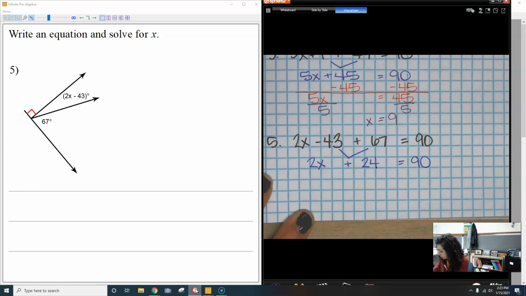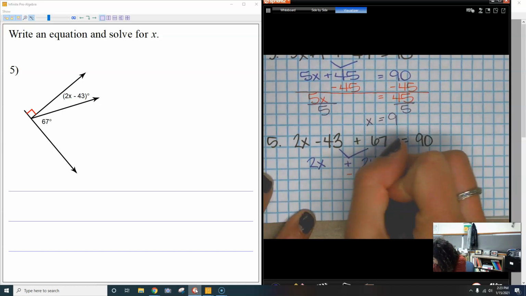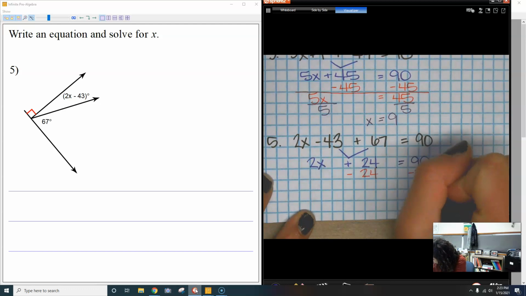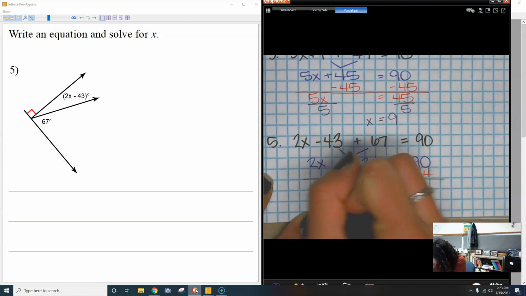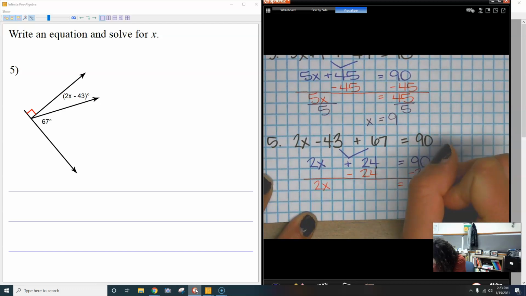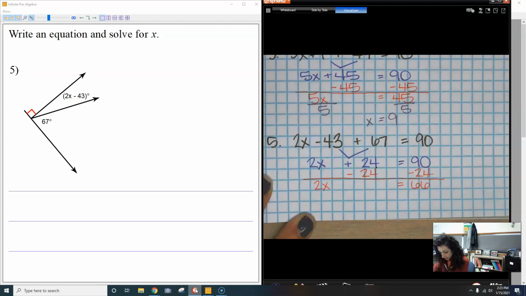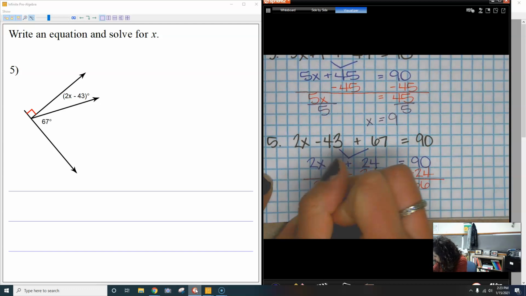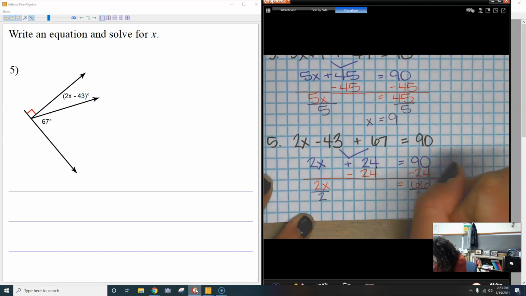Then I'm going to minus 24 from both sides. And get 2x equals 66. Divide by 2, divide by 2, and get x equals 33.